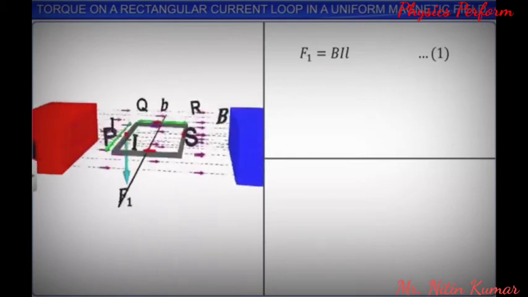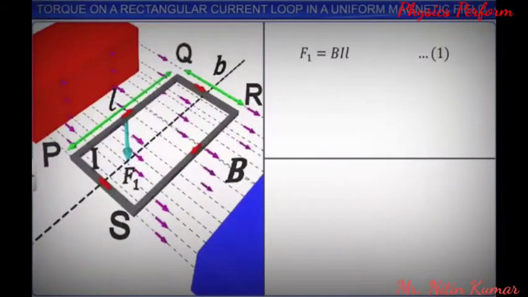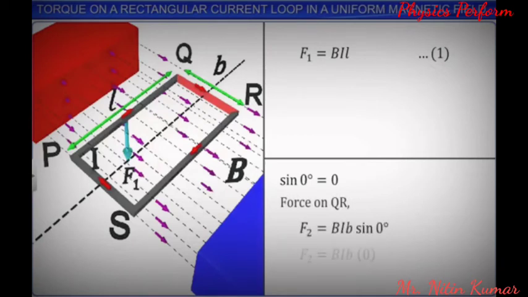The direction of the current in the arm QR is parallel to the direction of the external magnetic field. This implies that the angle between the direction of the current in QR and the direction of the magnetic field is 0 degrees. Sin 0 is equal to 0. Hence, the magnitude of the force acting on the arm QR of the rectangular loop due to the magnetic induction B is F2 is equal to 0. Let this be equation 2.